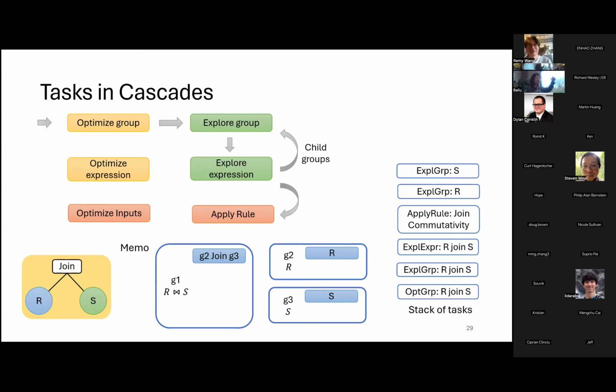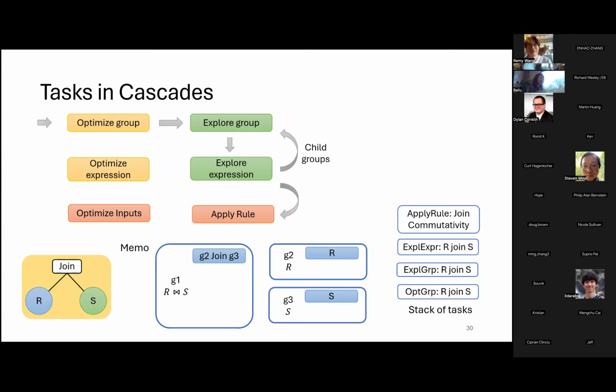Again, because we're going back to the explore group task, we're going to explore the expression of S. Because there are no other logical transformation rules that can apply to this expression, the stack will just backtrack because we are done with this. And with the explore group, we are also done with this. Now we backtrack to explore the group R. Again, we're going to explore the expression in the group of R, and then we backtrack, and then we come to the point where we want to apply the join commutativity to the expression of R join S.